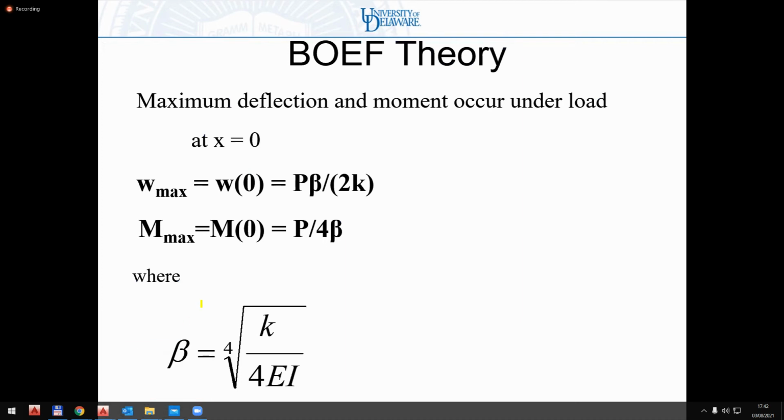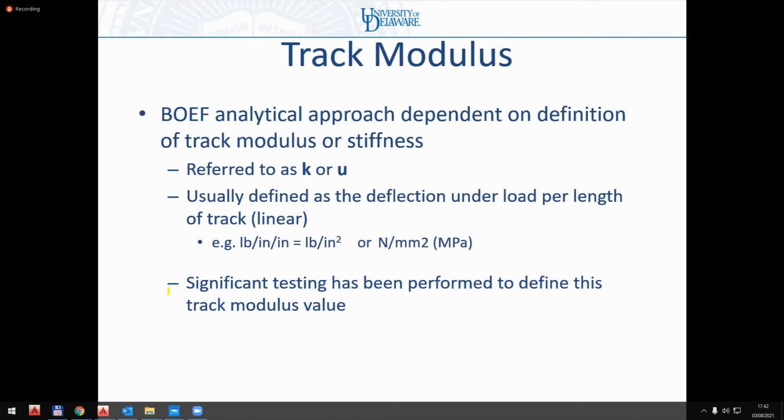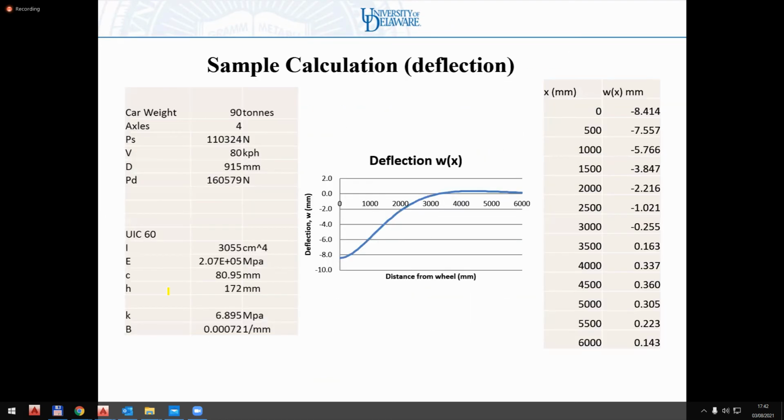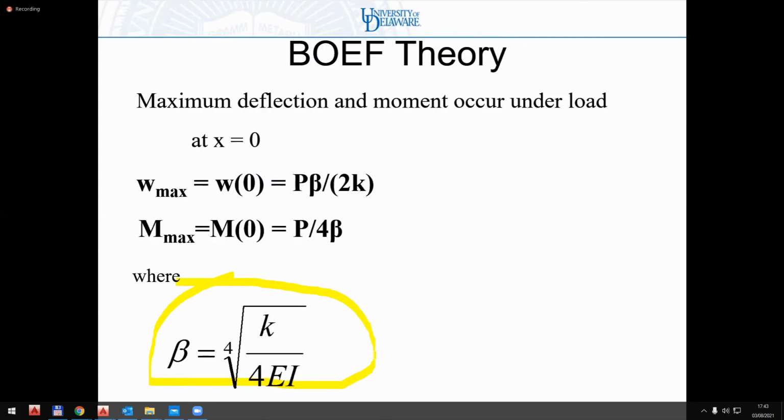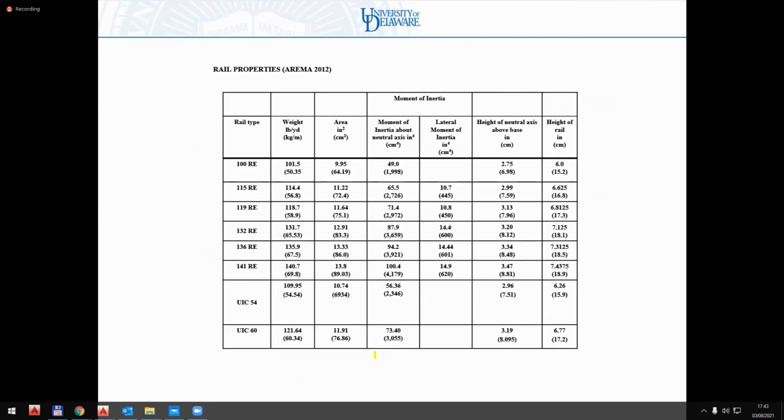We can calculate it. Yeah, beta is calculated. So beta is the fourth root of k. So beta, okay, the fourth root. Yeah, so go back here. Beta is the fourth root of k over 4EI, right? Okay, thank you.